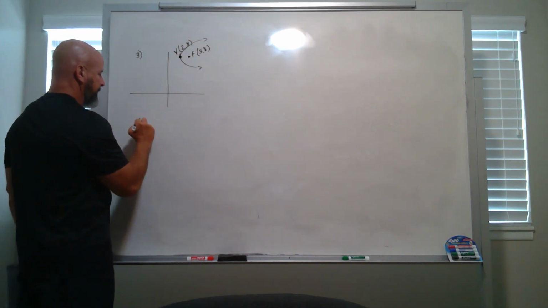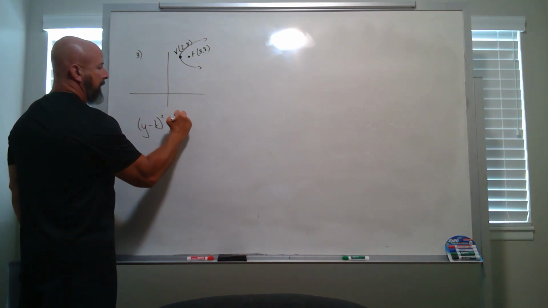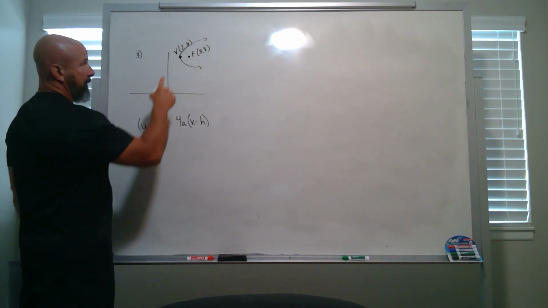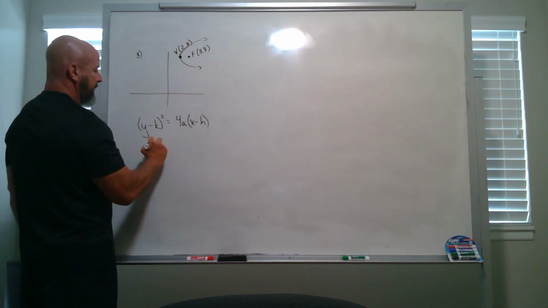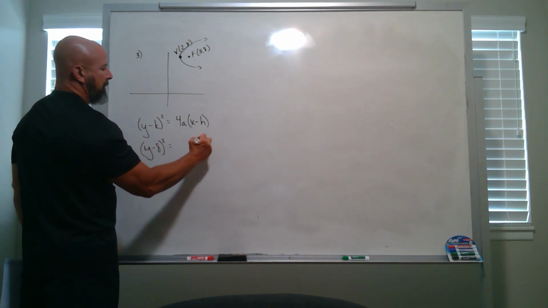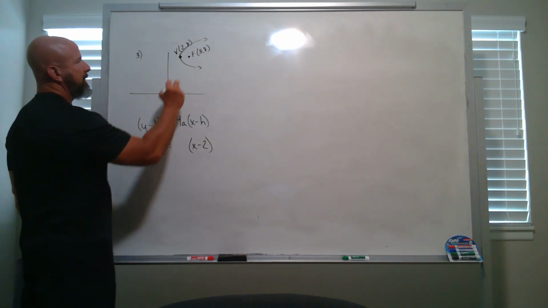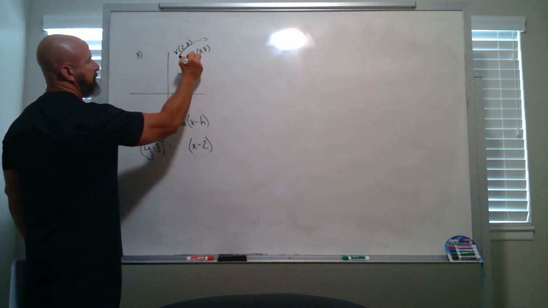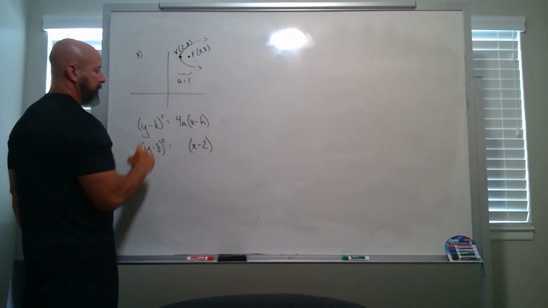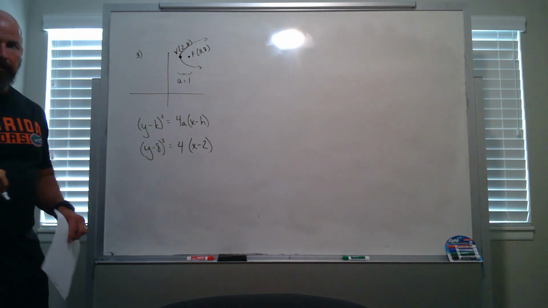So I know it is y minus k squared is positive 4a times x minus h. Well, I've got my vertex 2, 8, so y minus 8 squared equals something times x minus 2. I just need that a value. The distance between the vertex and the focus is a, and that is 1 unit, from 2 to 3. So 4 times 1 is 4. There's my equation.